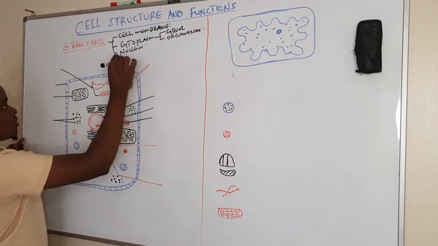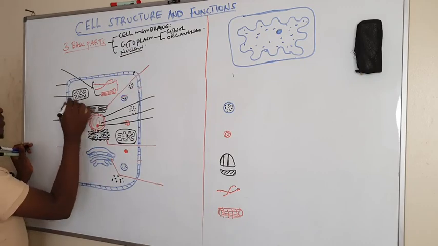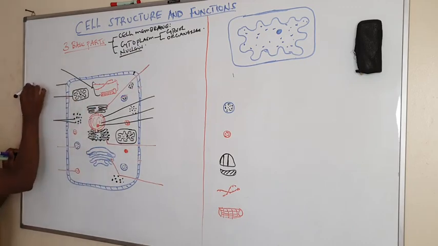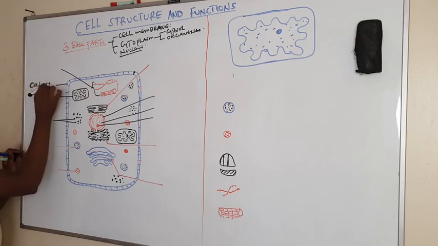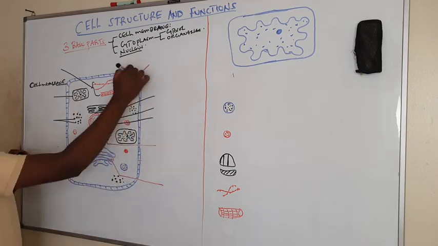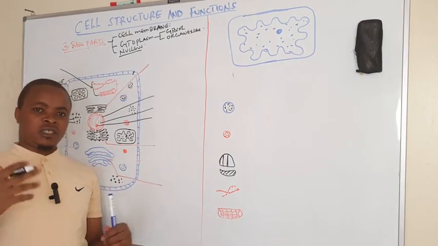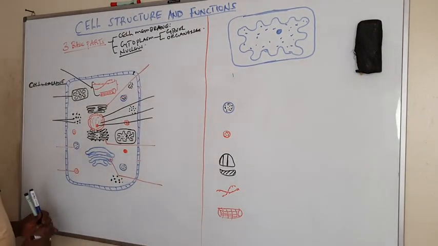Then we are going to see also the nucleus. So this is the cell membrane we have talked about. The cell membrane, or you can call it the plasma membrane, is the one which gives the shape of the cell, allows the movement of materials in and out, and communicates with the surrounding area.